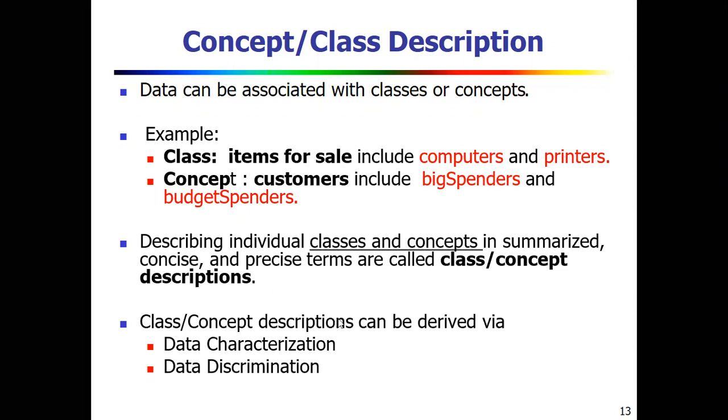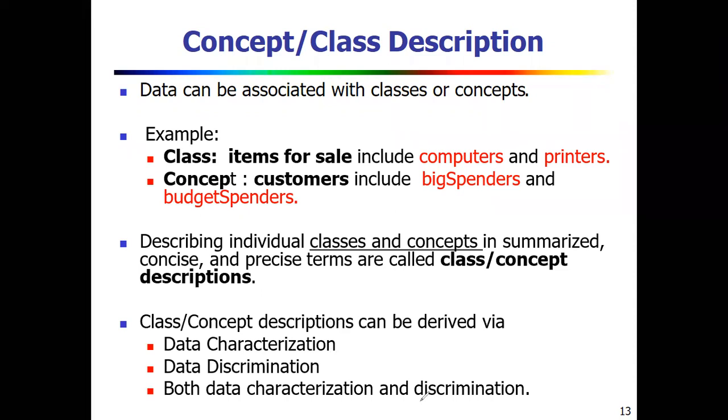The class or concept descriptions can be derived via data characterization, data discrimination, or both data characterization and discrimination. How can class or concept descriptions be derived? There are three methods to derive class or concept descriptions. First one is data characterization, second data discrimination, third both data characterization and data discrimination.